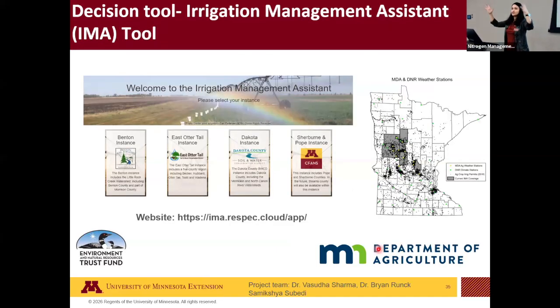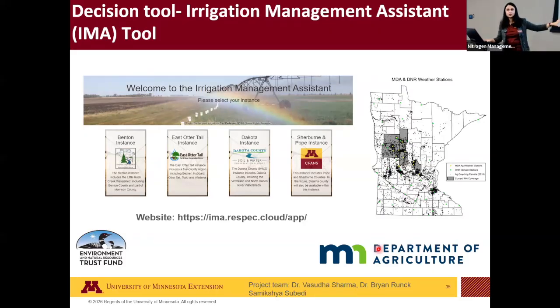Now, putting all of this together, we have so much data. How can we make use of this and give this to our end users, who are our growers or people who are helping the growers? So we have decision tools, which is the Irrigation Management Assistant tool. We have been working on this since 2015. We have improved this tool so much, doing so much research on this, but there's still room for improvement.